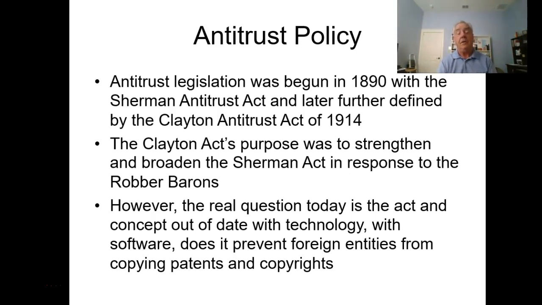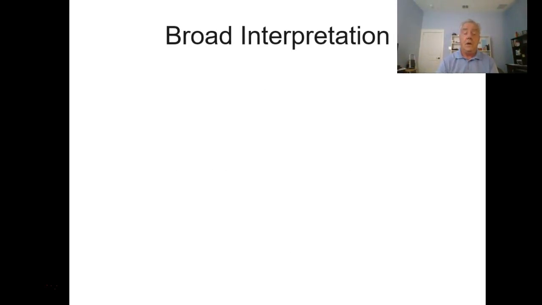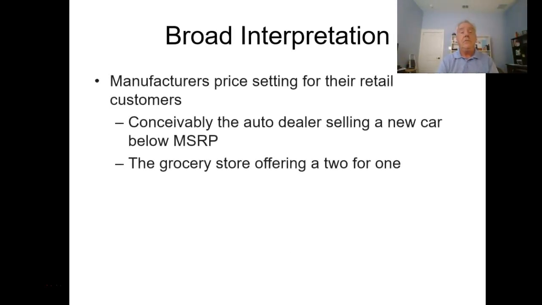We know what's happening to copyrights in China, for instance, where they're being recopied by Chinese companies and being resold. So it's a big problem. It really needs to be looked at in terms of today's real problems and real situations with the growth of the internet.